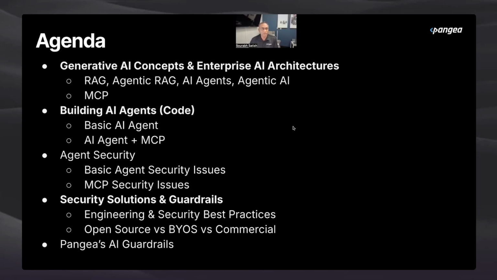So in terms of agenda, I'll just briefly cover some generative AI concepts, especially as it relates to enterprise AI architectures. That is relevant to this discussion. We look at some code of building a basic AI agent and how MCP changes the implementation of an AI agent. And then we look at basic agent security issues, especially in relationship to how MCPs are being used by the agents. And then we'll talk about security solutions, guardrails, open source, commercial, engineering and security best practices. And then we'll end the session with a brief look at Pangea's guardrails that are available.